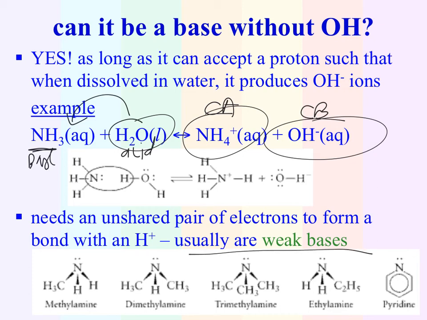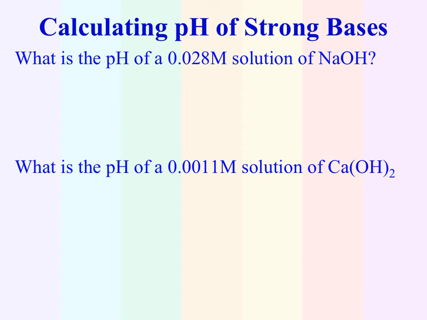So basically NH3 and any of its amine family members are typically going to be weak bases. So you can totally have a base without a hydroxide. They're going to produce hydroxide in solution, but please understand that they're usually going to be weak bases. So now let's look at calculating the pH of strong bases.